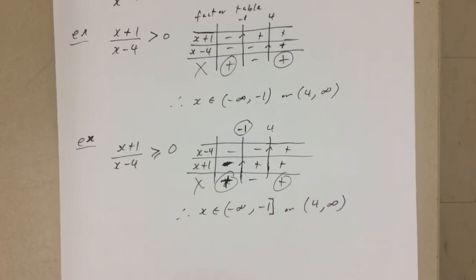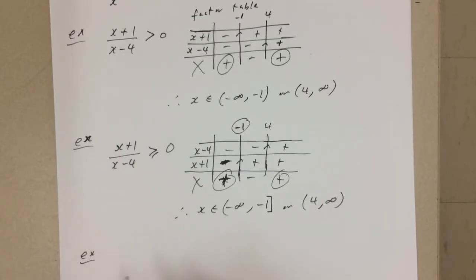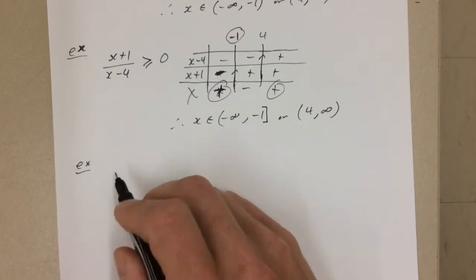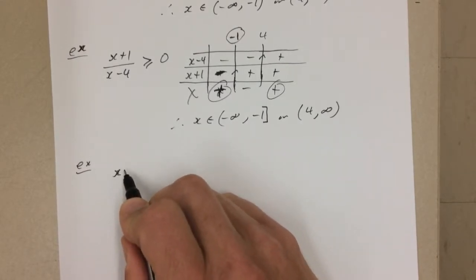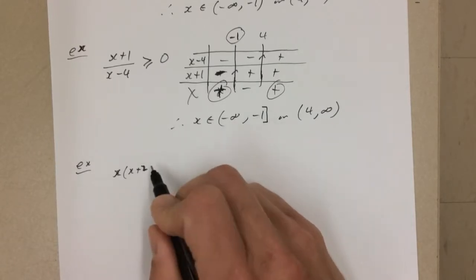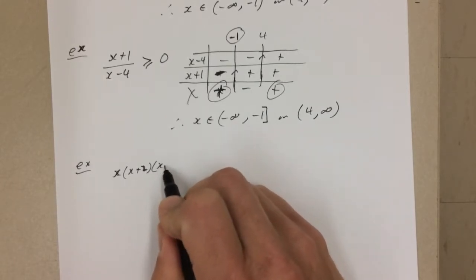Okay? What happens if we do something a little bit more complicated? So these are all going to be factored. You may have to factor them in your questions you're doing, or rearrange them and then factor them. This is the idea.